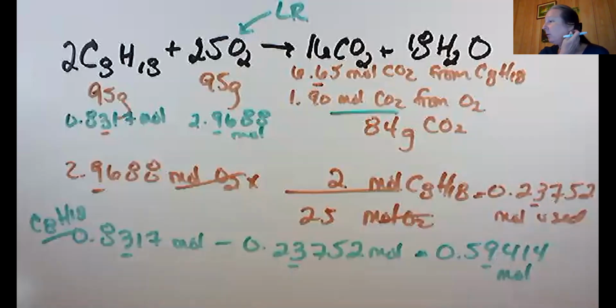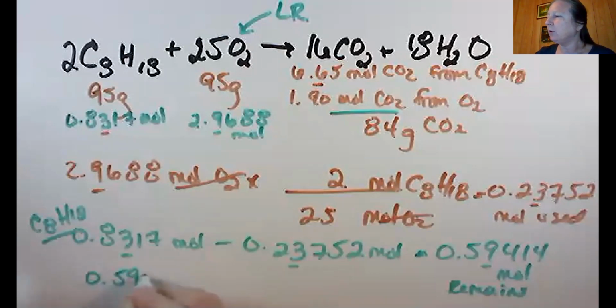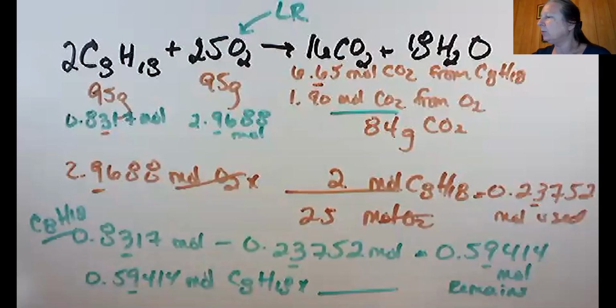So I want to turn that back into grams. Now this is remaining. Be careful not to get confused at this point. I've just calculated what was used and now I have what's remained. So when I convert this to grams, I will have what's left. If you did it the other way, convert it to grams first and then subtract grams from that. So there's 2 different ways to do it. But if I say 0.59414 moles of C8H18 times the molar mass, and it's 114.23, I have to do the math.